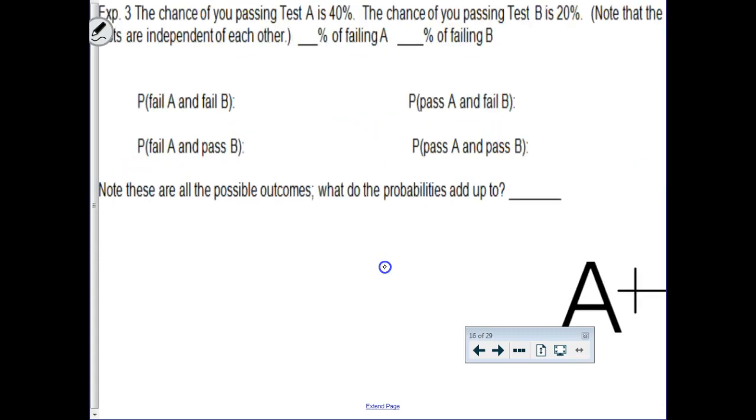People get nervous about probability questions because there's some weird questions out there, right? Oh, this is a very depressing question. Hang with me. The chance of you passing test A is 40%. That's not good. The chance of you passing test B is 20%. Huh. Maybe this is one of those tests you don't want to pass. These are independent from each other. So if you're going to pass A 40% of the time, you're going to fail A 60% of the time. And even worse, you're going to pass B 20% of the time, and you're going to fail B 80% of the time.